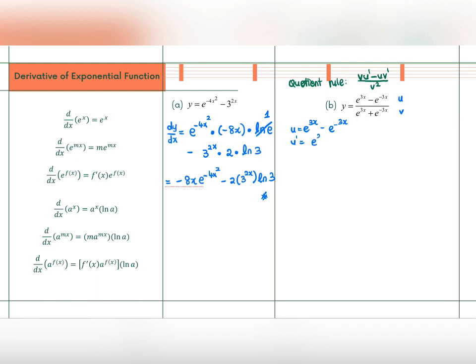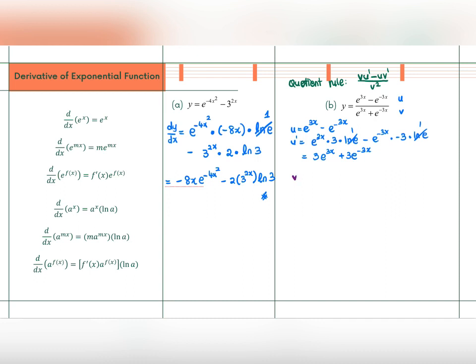So the concept is salin darab differentiate power darab ln of e minus salin darab differentiate power darab ln e. So ln e sama dengan 1. So simplify, kita dapat 3e to the power of 3x. And then we have negative times by negative, we have positive. So plus 3e to the power of negative 3x. So ini baru u prime dan juga u.